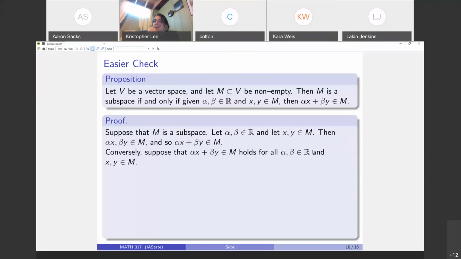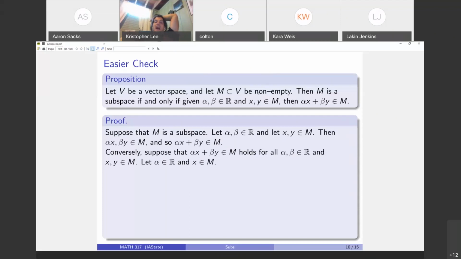So let's do the reverse direction now. Suppose that for any two scalars and any two elements of M, this remains in M. All right. So I now want to prove that M is closed under scaling and closed under addition. Now note, I already assumed non-empty, like I just said, so I don't need to do anything there. I have already asserted the non-emptiness. So I want to prove that it's closed under scaling, which means I want to show that alpha x needs to be in there. So let alpha be a real and let x be out of M. I want to prove alpha x is in there.